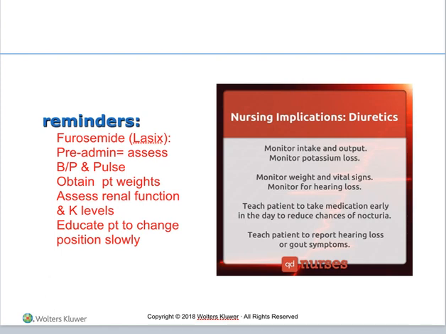We have to assess for hearing loss, particularly with Lasix. We have to tell these patients to take this medication early in the day to avoid nocturia. And we need to tell these patients to drink plenty of fluids to avoid dehydration and confusion. Rise slowly when they are changing positions to avoid orthostatic hypotension. All of them, except for the potassium sparing, we want them to eat a potassium-rich diet.